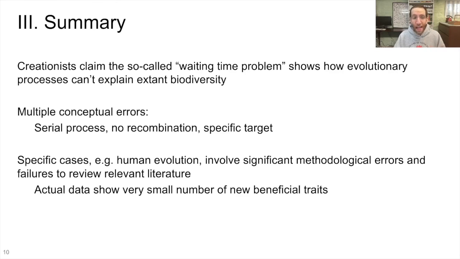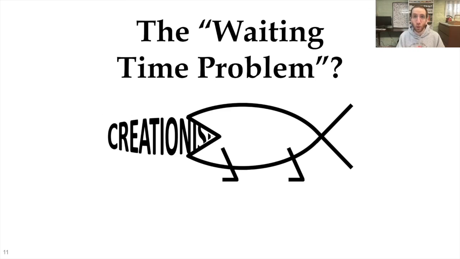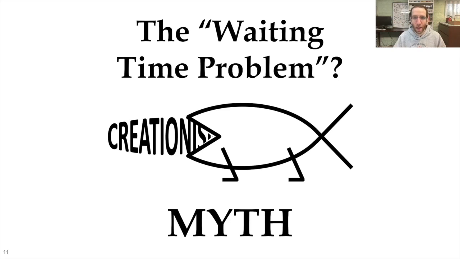And the specific applications of this argument, such as human evolution and our divergence from our most recent common ancestor with chimps, involve significant methodological errors and failures to review the relevant literature. The actual data show a very small number of new beneficial traits that must evolve in that specific case of human evolution, several orders of magnitude fewer than what creationists claim. So, in conclusion, there is no waiting time problem in general or in the specific case of human evolution. So the so-called waiting time problem is, as always, a creation myth.